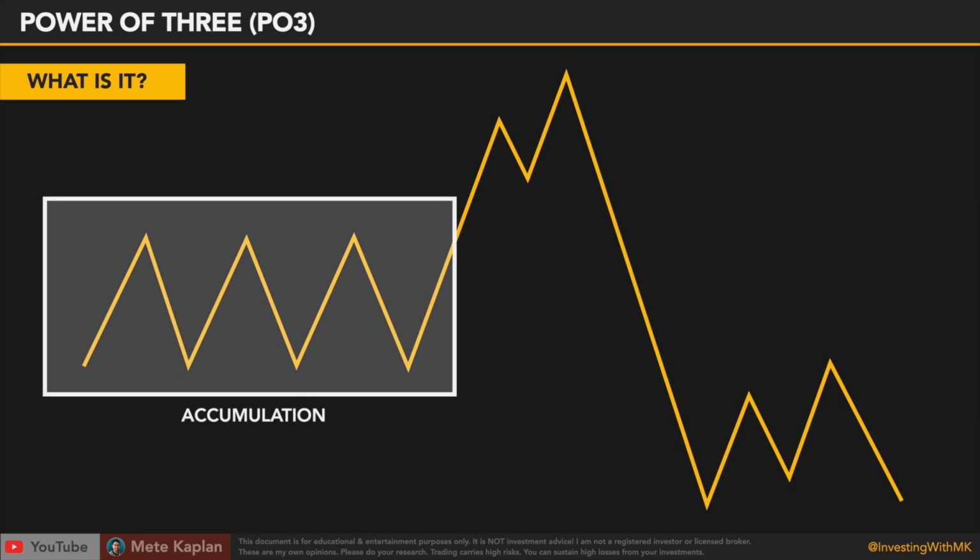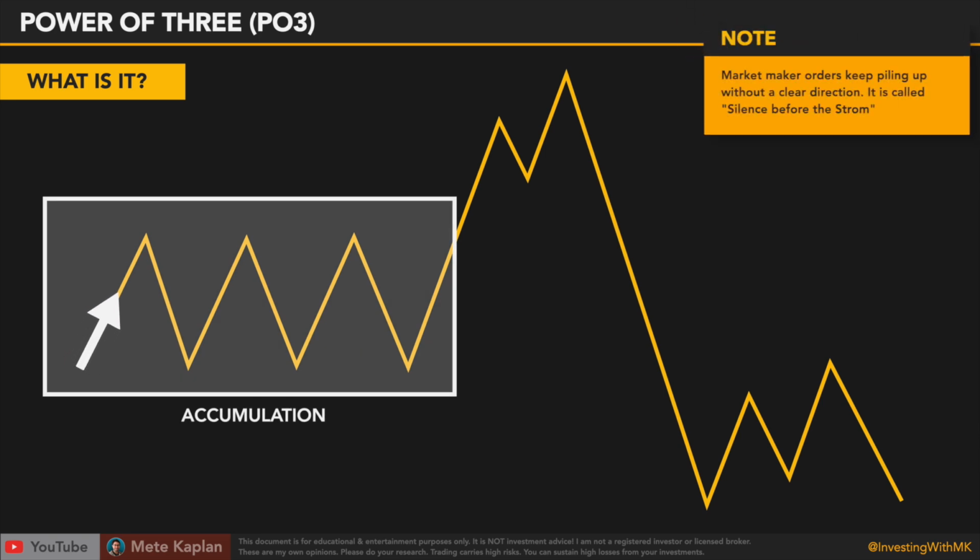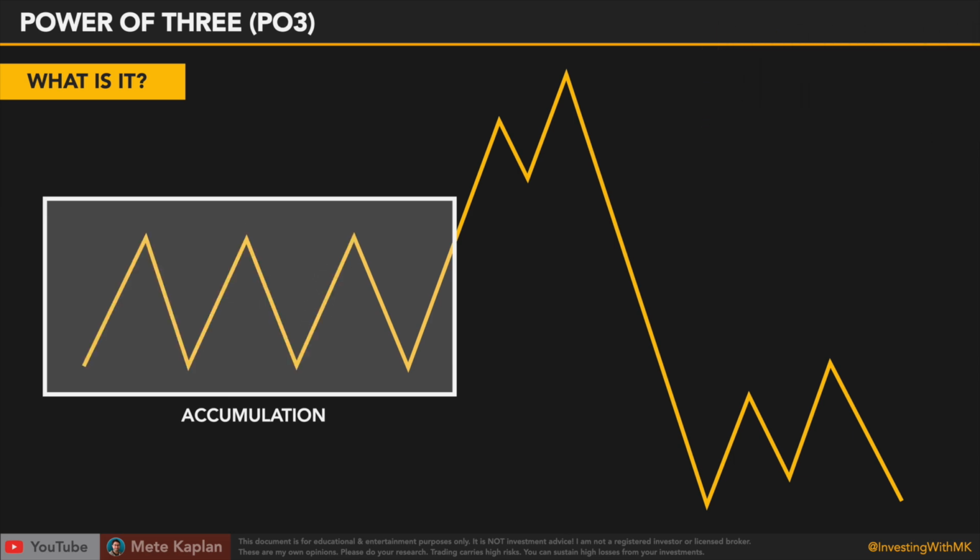The accumulation phase is the range phase, the consolidation stage without any trend direction. The longest stage of the 3 phases. What actually happens here, orders keep piling. You can call it silence before the storm. You will generally see the liquidation areas appear in this phase, equal lows and highs or trendline liquidity.